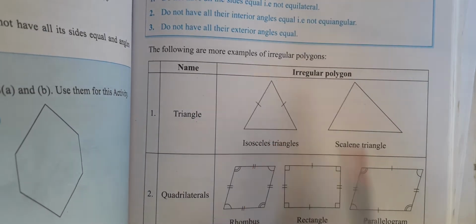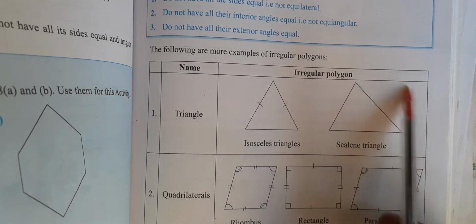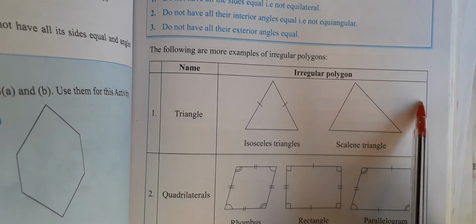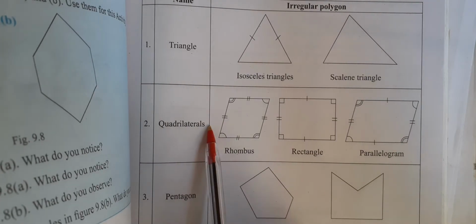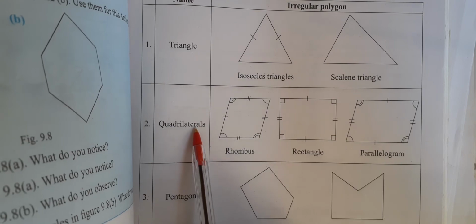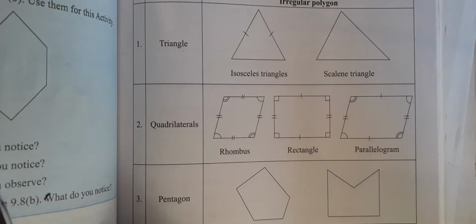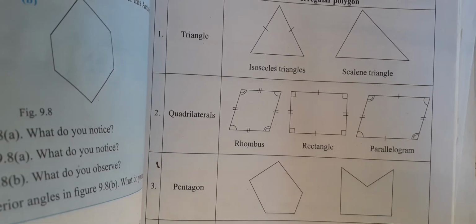So this is an isosceles triangle, a scalene triangle. If you want, you can also add a right-angled triangle here so that there are three. Then we can come to the quadrilaterals. We say the quadrilateral is a four-sided what? Polygon. Now, we are looking at those that are irregular.